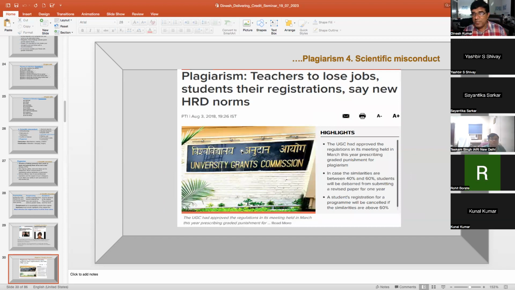You can see UGC has guidelines against plagiarism, and many people can lose their job also. A student can lose a degree also.